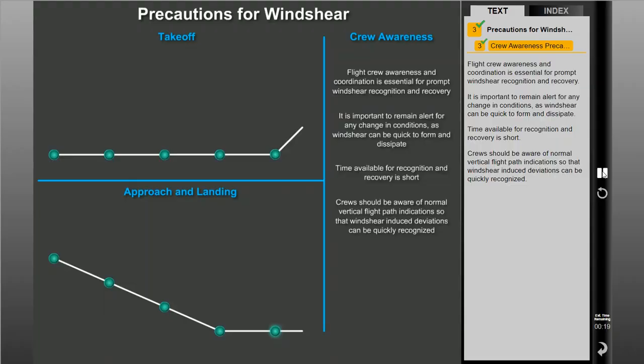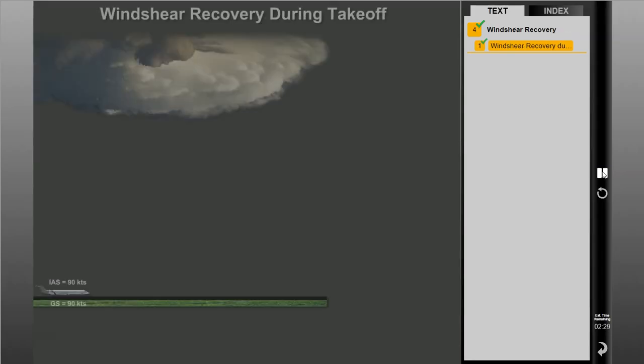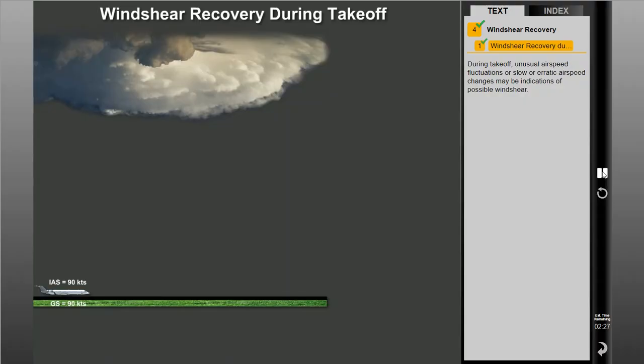Crews should be aware of normal vertical flight path indications so that wind shear-induced deviations can be quickly recognized. During takeoff and approach, be alert for airspeed fluctuations. Such fluctuations may be the first indication of wind shear. During takeoff, unusual airspeed fluctuations or slow or erratic airspeed changes may be indications of possible wind shear.